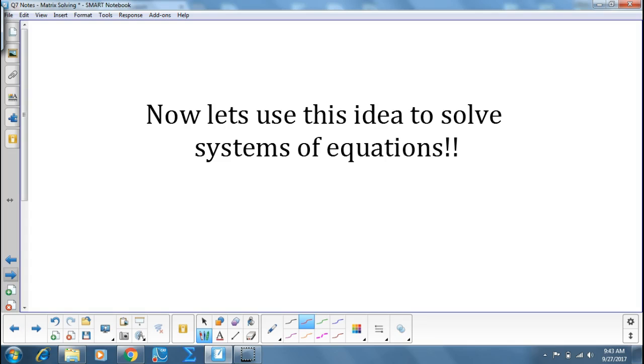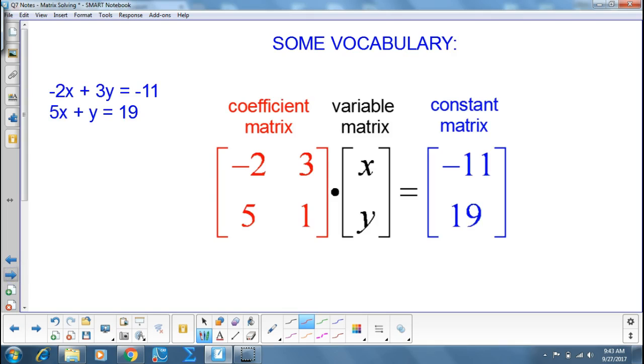So, let's jump right in to solving by matrices. Okay? Now that I've got you confused, let's clear it up. So, here is a system of equations. Negative 2x plus 3y equals negative 11. 5x plus y equals 19. That's my system of equations.